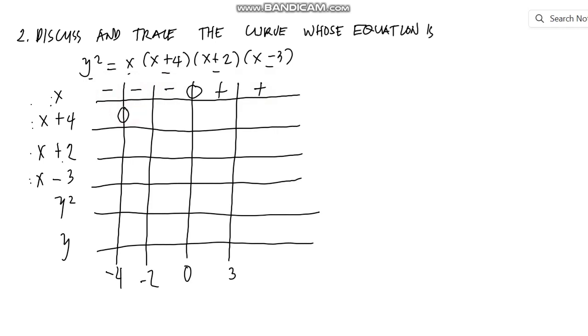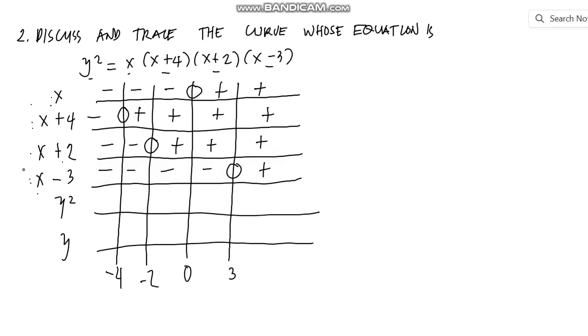For x plus 4, that would be 0 at x is equal to negative 4. So that would be positive on the right and negative on the left. For x plus 2, that would be 0 at negative 2. So that would be positive on the right side and negative on the left side. For x minus 3, that would be 0 at x is equal to positive 3. So that would be positive on the right side and negative on the left side.